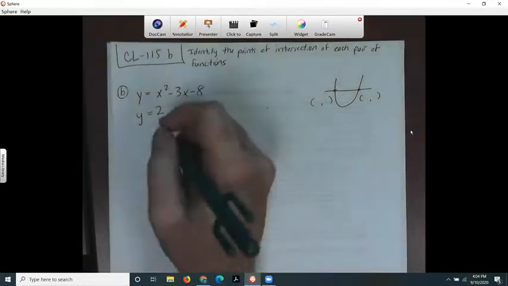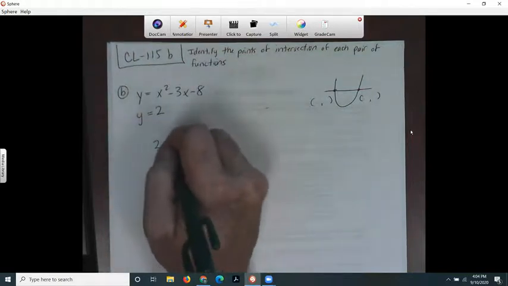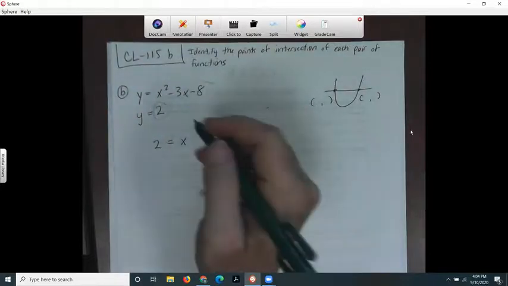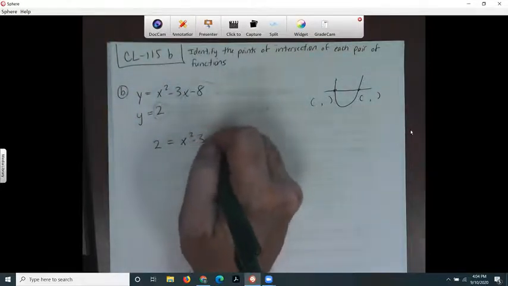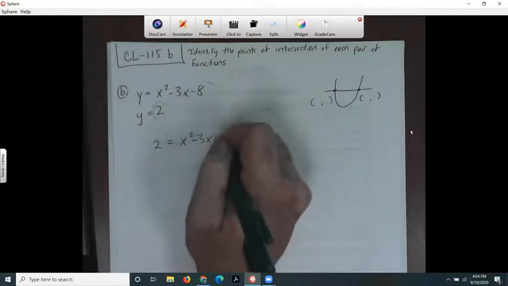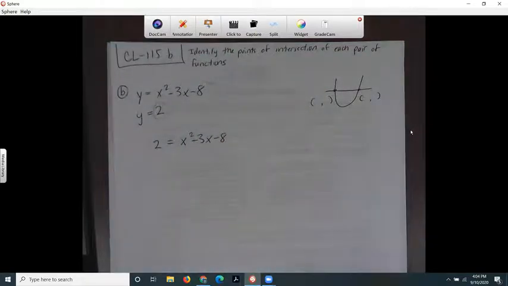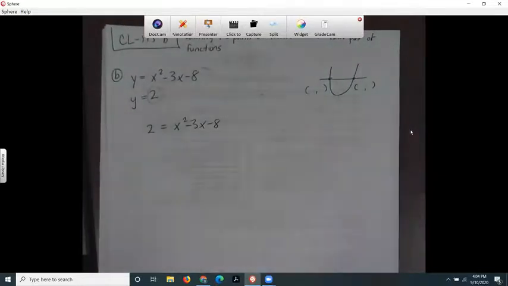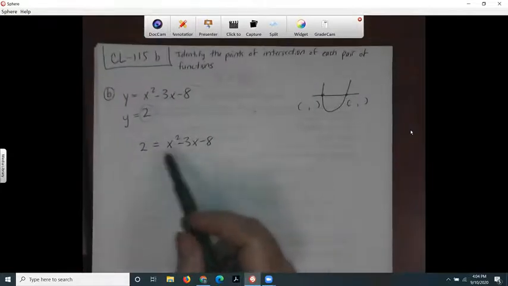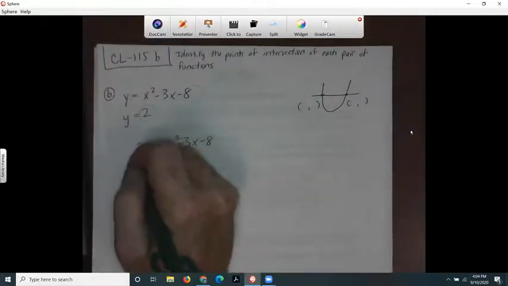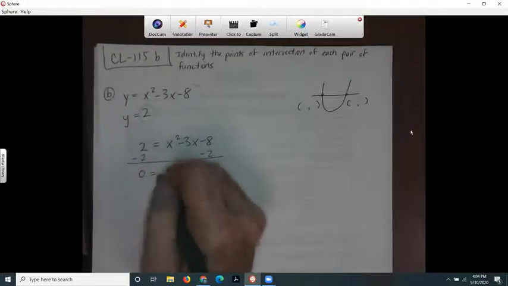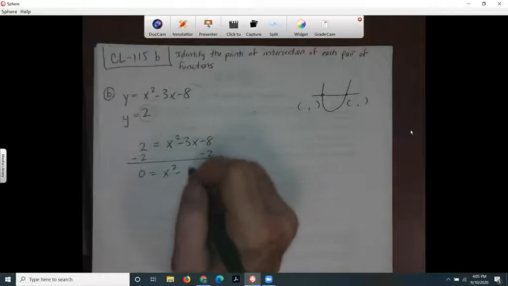So I'm going to do this: 2 equals, see, this one is equal to this one, 2 equals x squared minus 3x minus 8. And then I'm going to try to solve it, so I'm going to solve it for x. I see it looks like a quadratic, and so I want to get it in standard form, set equal to 0, so maybe I can use the zero product property on it.